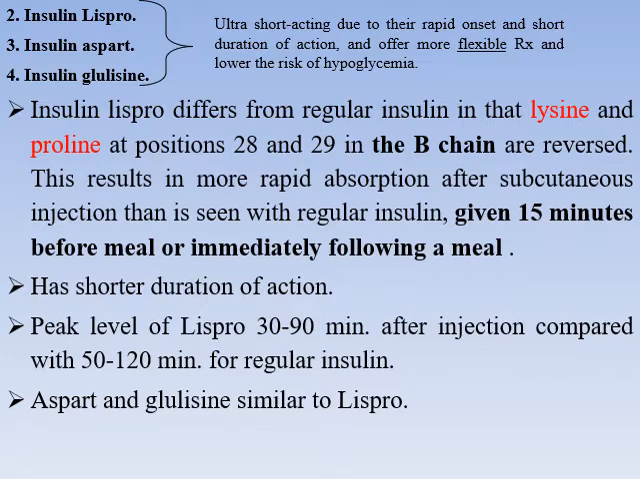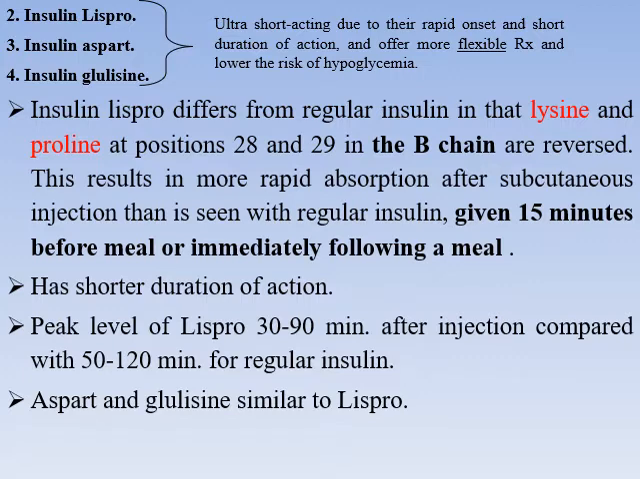The amino acids lysine and proline are present at positions 28 and 29 on the beta chain. These positions are reversed, so they got insulin lispro instead of the regular insulin, with ultra short action and more rapid onset. These types, lispro, aspart, and glulisine, will give more flexible treatment of diabetes with less hypoglycemic adverse effect.